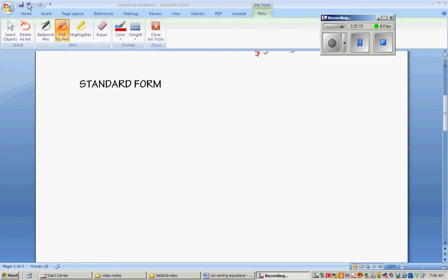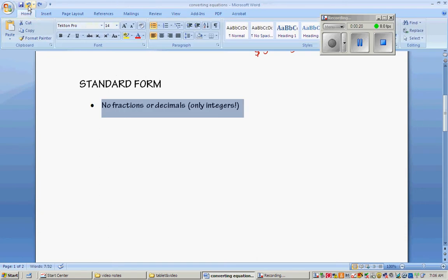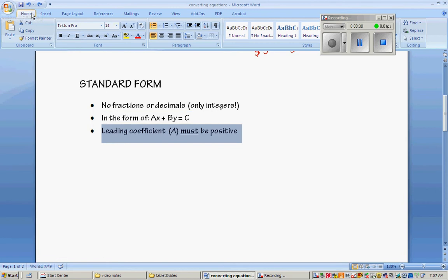Well, first of all, it needs to have no fractions or decimals, only integers. It also needs to be in the form of ax plus by equals c. And lastly, the leading coefficient, the a term, must be positive.